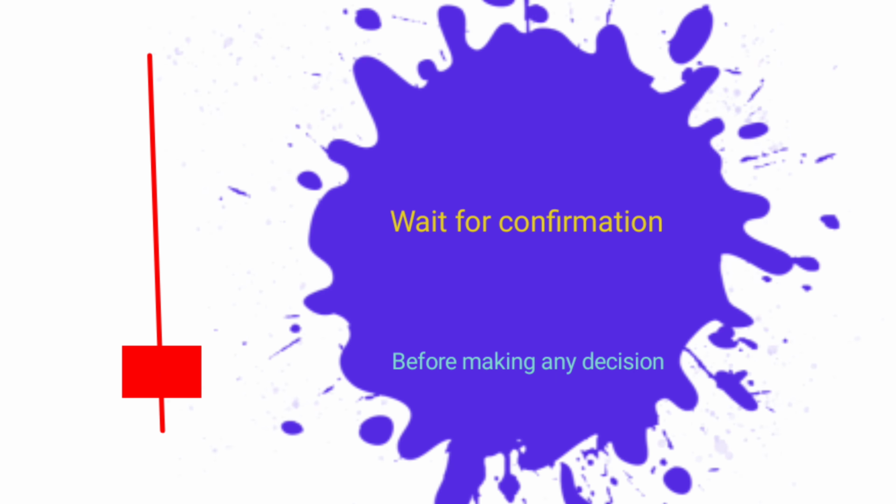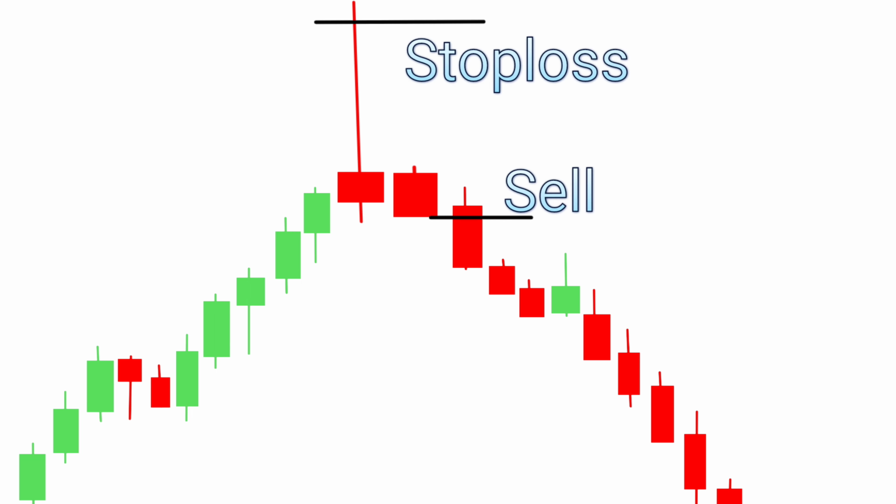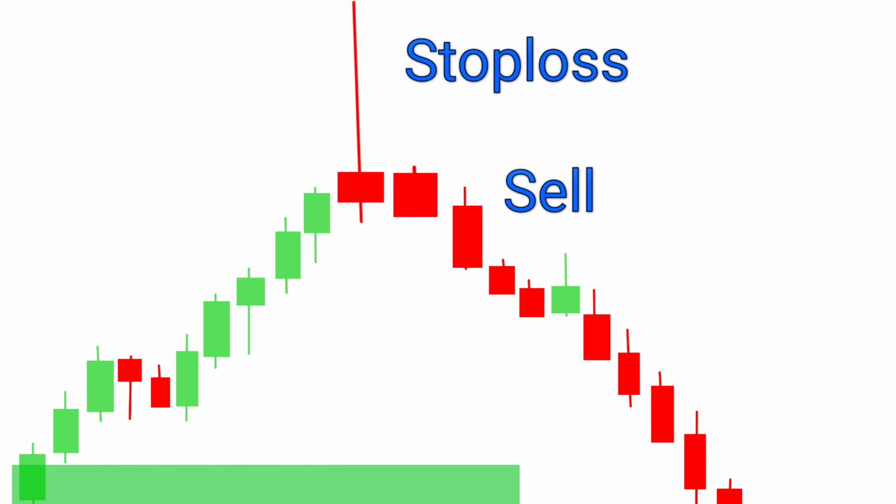To incorporate the shooting star into your trading strategy, wait for confirmation by observing the following criteria: a preceding uptrend, a gap-up opening, and a bearish candle that closes below the midpoint of the previous candle. When these conditions are met, consider entering a short position, placing your stop loss above the high of the shooting star candle, and targeting potential support levels.